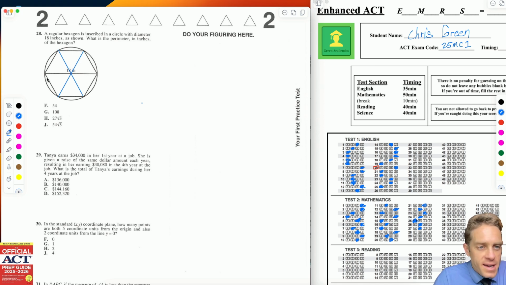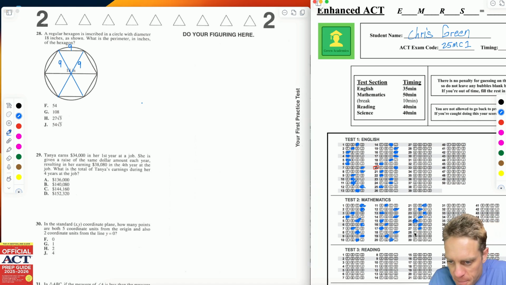And then, of course, 18 is the diameter. So every equilateral triangle has sides of 9 and 9 and 9. And then the perimeter of the hexagon is simply 9 times 6.